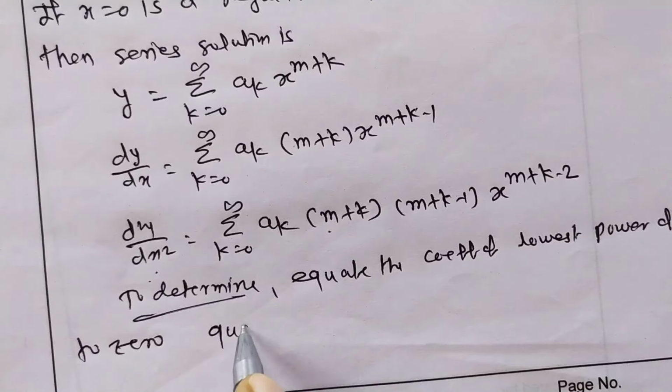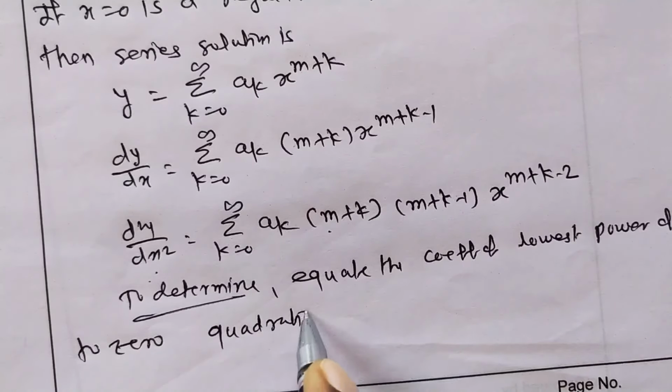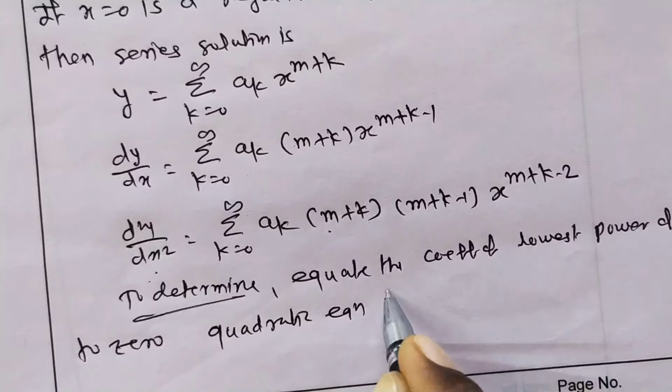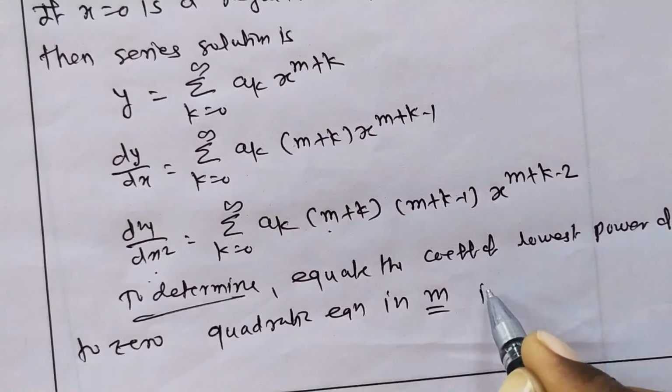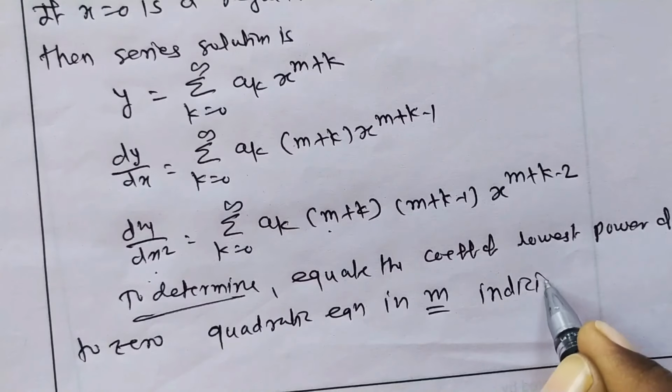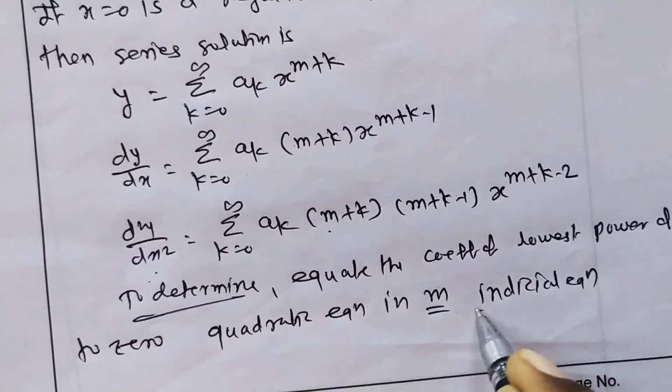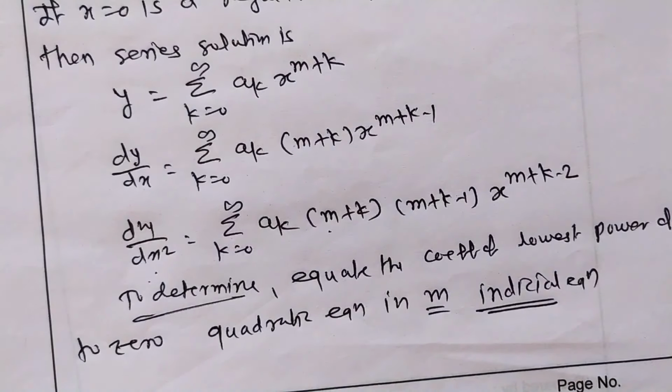Then we will get one quadratic equation in terms of m. That equation is called the indicial equation. Now after getting the quadratic equation, we have to find the roots of that quadratic equation.